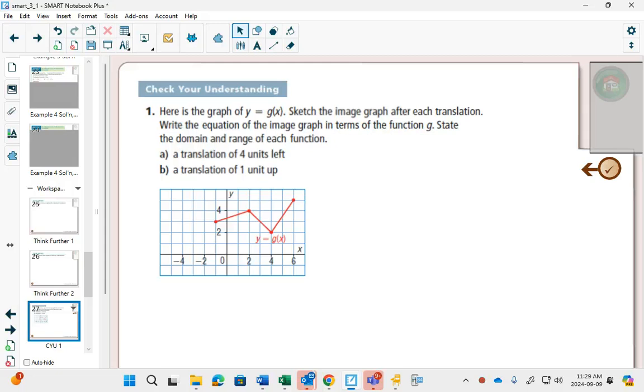Sketch the image graph after each translation. Write the equation of the image graph in terms of the function g. State the domain and range of each function.